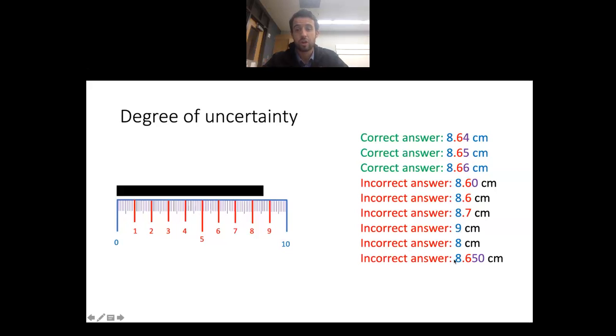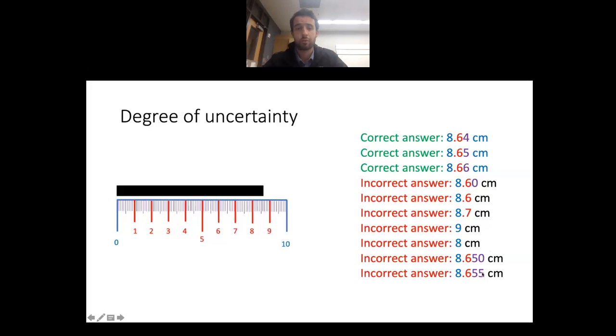Okay, last one here, 8.650. Again, this might be the same number numerically as one of the correct answers, 8.65. However, this 0 is stating that we have 2 uncertain digits. The 5 and the 0 in this case are both uncertain. We only want one uncertain digit, the 5. So this is considered an incorrect answer because it's too accurate based on the measurement we have. If we had lines in between the purple lines, then we could put the 0 in here. Unfortunately, we don't. So we cannot include the 0 there.